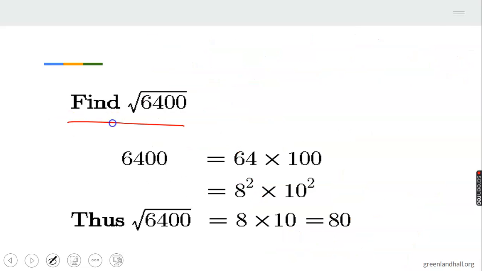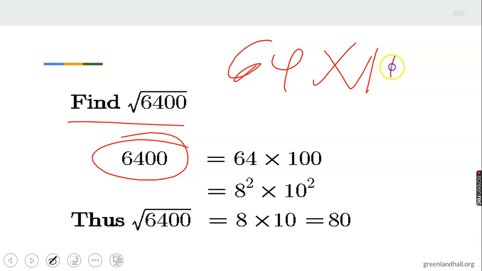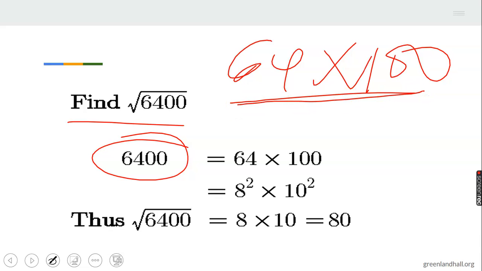Another example is find the square root of 6,400. You can simply write this in standard form. 64 times 100 will be equal to 6,400. Now, you can write this in form of square. 8 times 8 will give us 64, and 10 times 10 will give us 100.